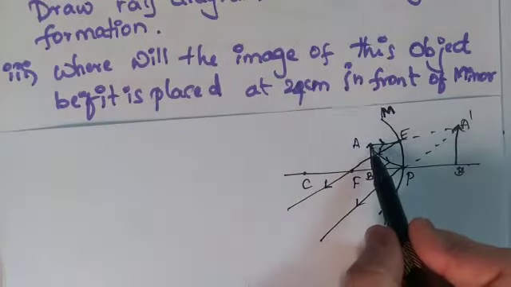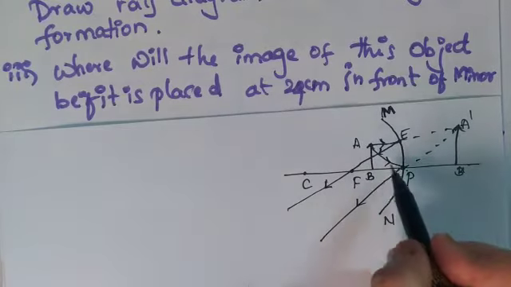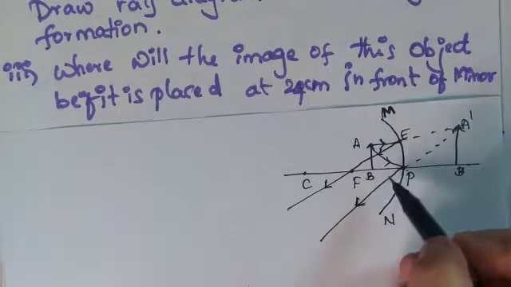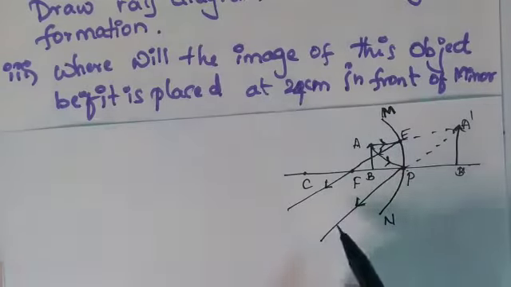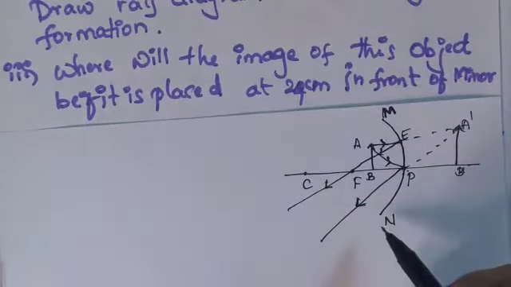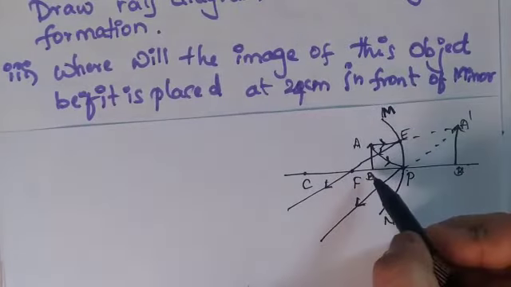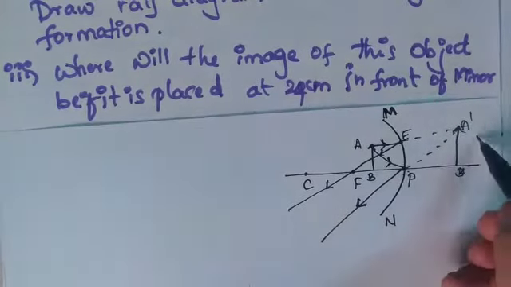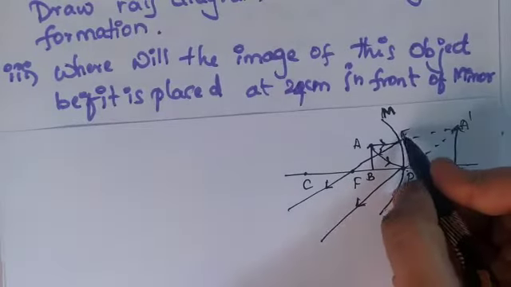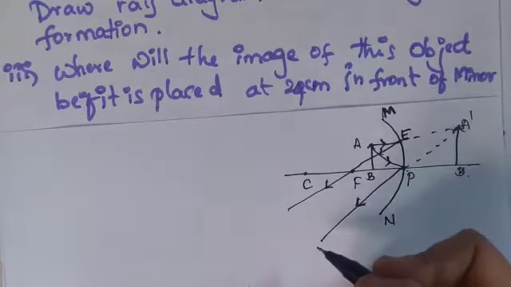Also, another ray I have considered through the pole. Whenever it is through the pole, the direction should be like this, and the image will form behind the mirror, that is, a virtual image is forming. A and B is the height of the object, A dash and B dash is the height of the image formed. And for the ray diagram I have marked E.